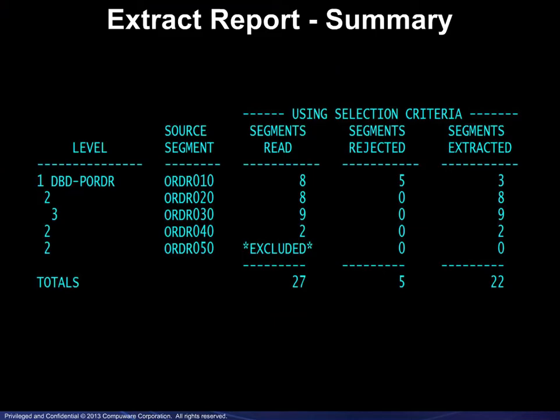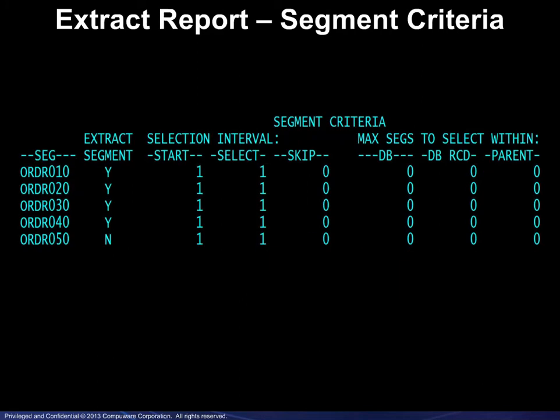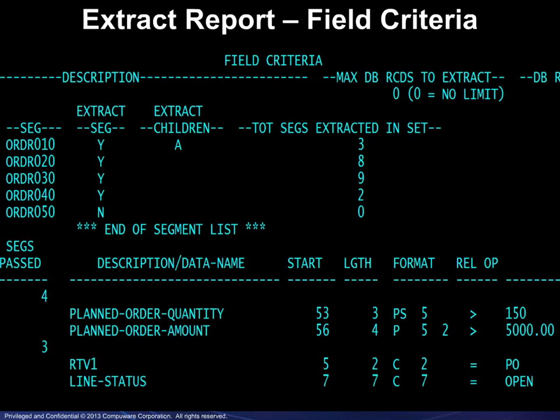Here we focus on three areas of the extract report: the summary, segment criteria, and field criteria.